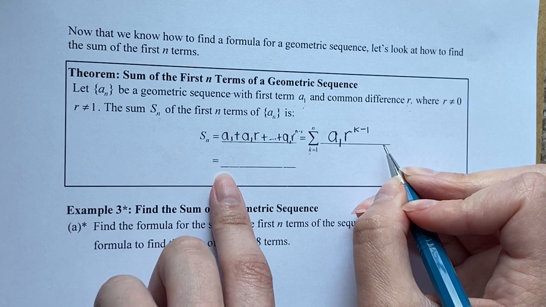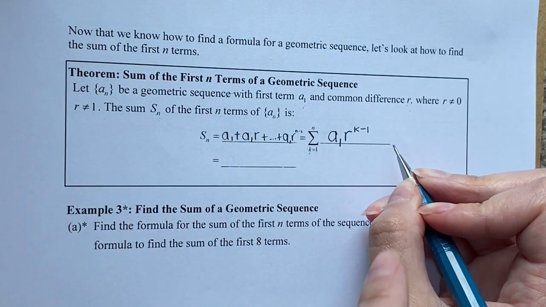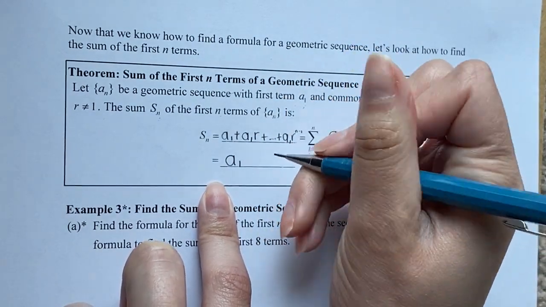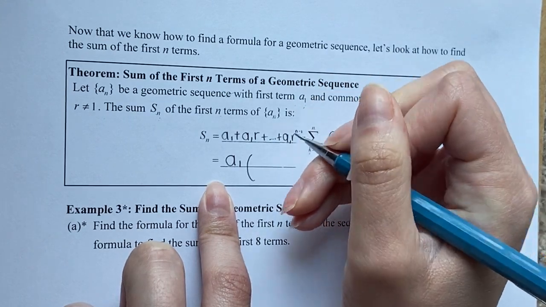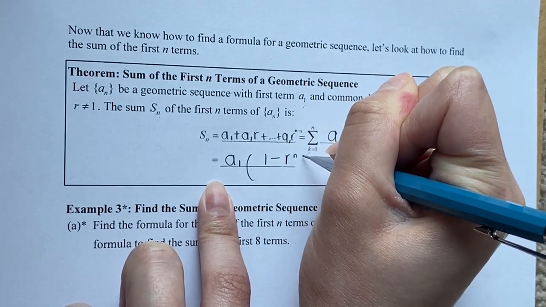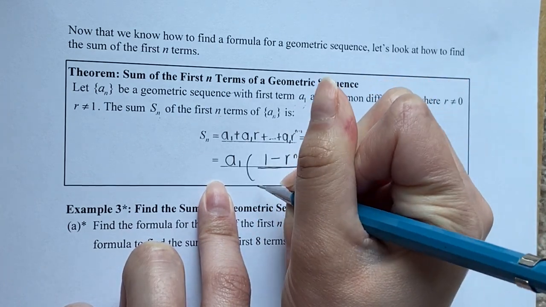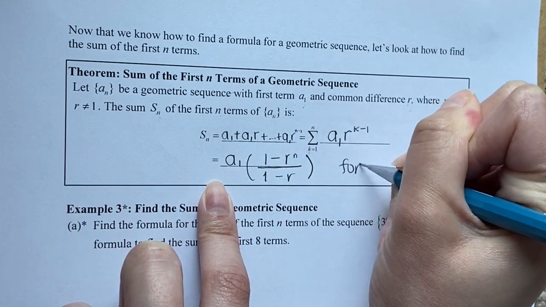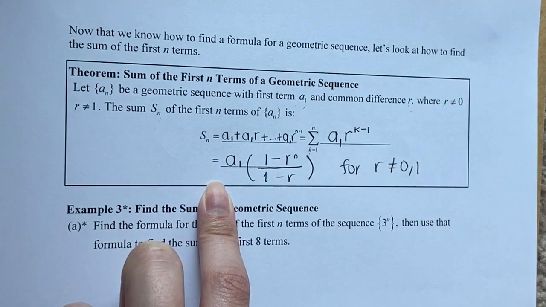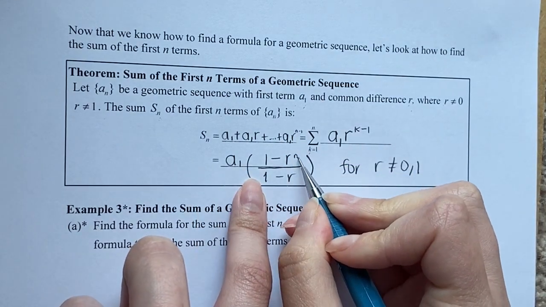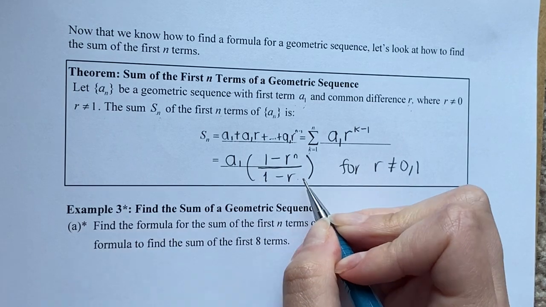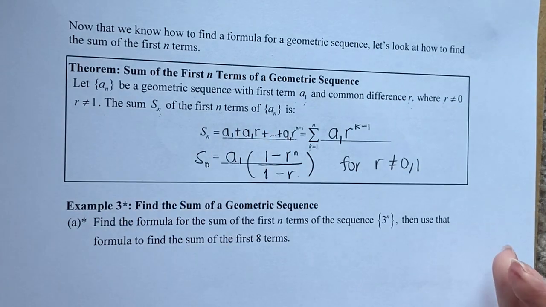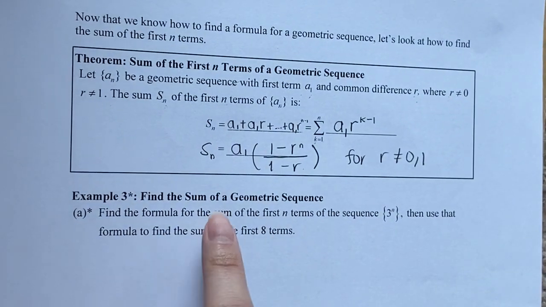So this is going to be the new formula that you have. It's going to be A sub 1 times, and let me write a huge parenthesis here, (1 minus R to the power of n), everything divided by 1 minus R, for R different than 0 and 1. So please remember the one at the top is going to be to the power of n, and the one at the bottom is just R. This is a very important formula that will help you to find the sum of the first n terms.